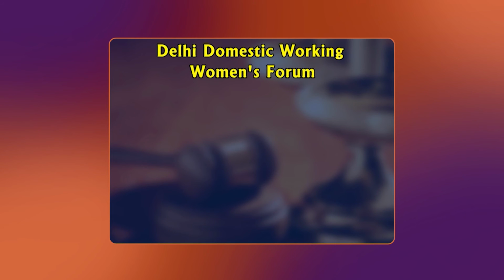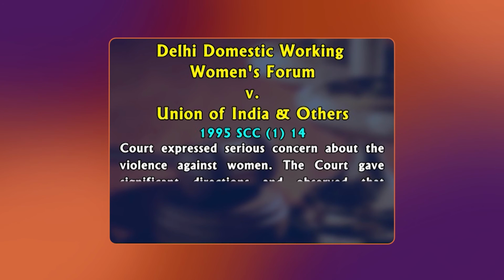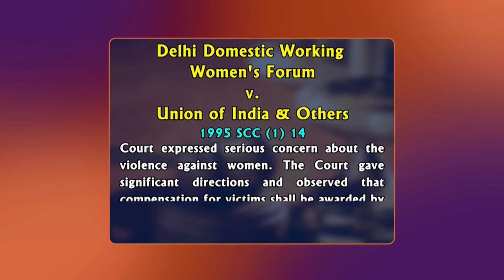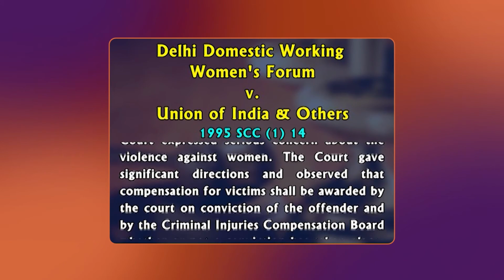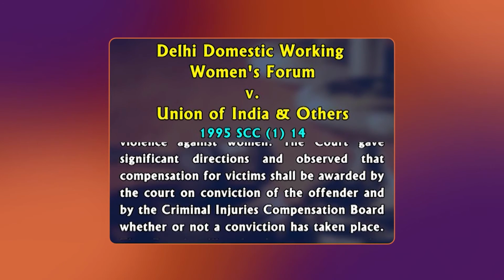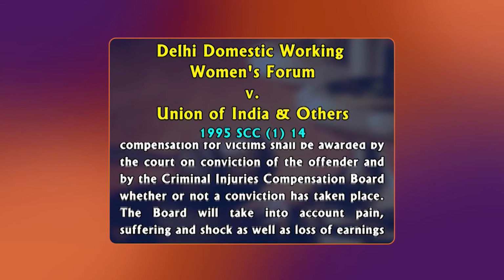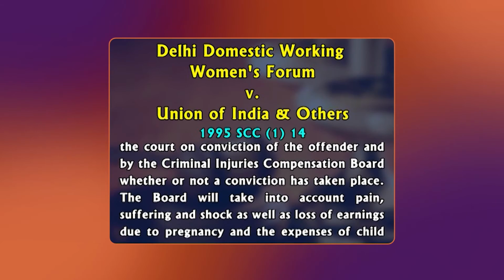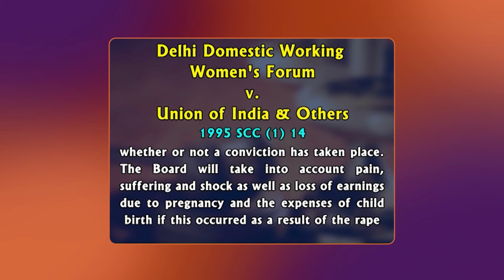In Delhi Domestic Working Women's Forum versus Union of India and others, the court expressed serious concern about the violence against women. The court gave significant directions and observed that compensation for victims shall be awarded by the court on conviction of the offender and by the Criminal Injuries Compensation Board whether or not a conviction has taken place. The board will take into account pain, suffering and shock as well as loss of earnings due to pregnancy and the expenses of childbirth if this occurred as a result of the rape.